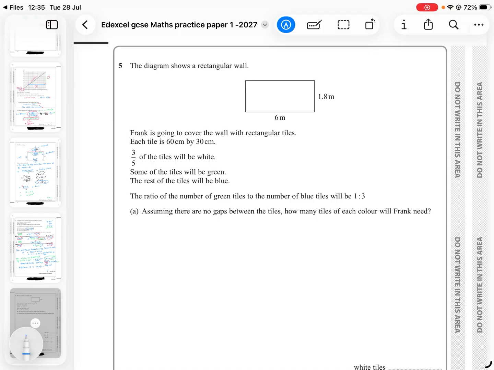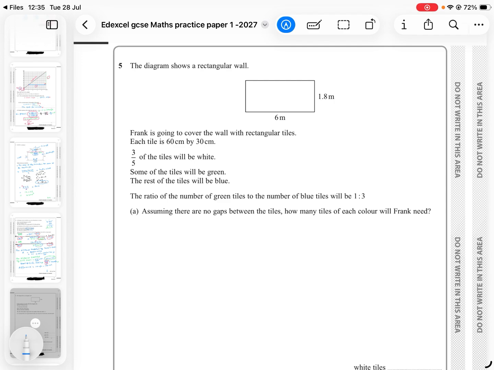3 out of 5 of the tiles will be white. Some of the tiles will be green. The rest of the tiles will be blue. The ratio of the number of green tiles to the number of blue tiles will be 1:3. Assuming there are no gaps between the tiles, how many tiles of each color will Frank need?